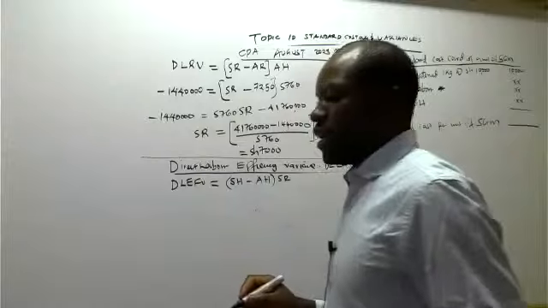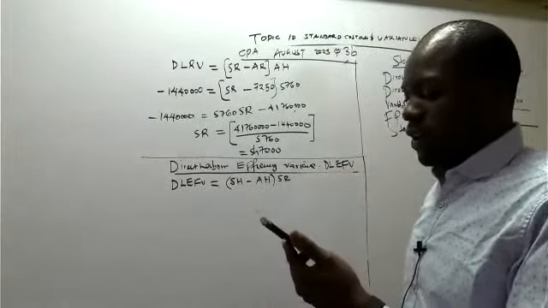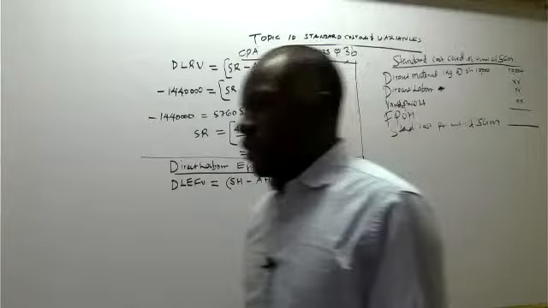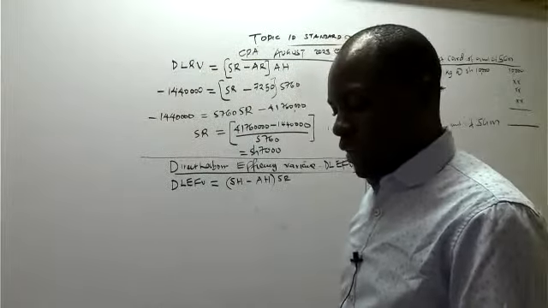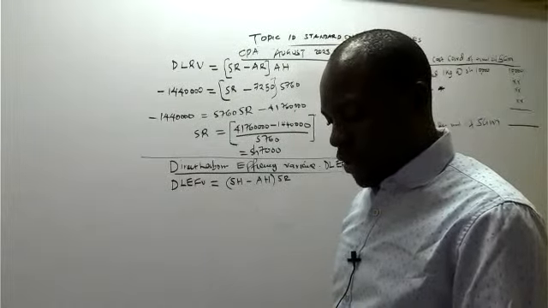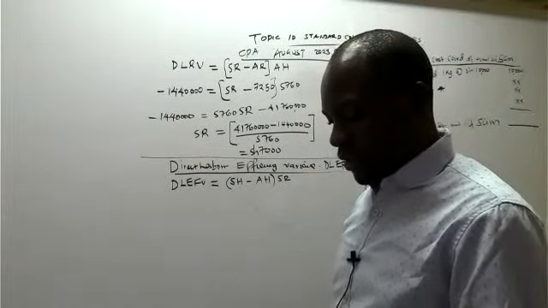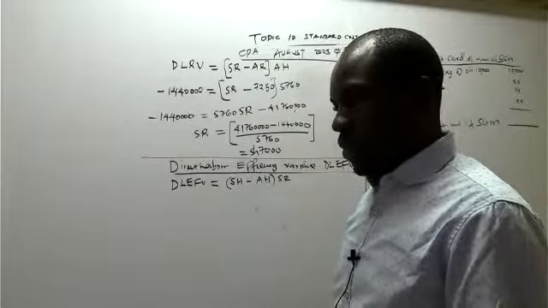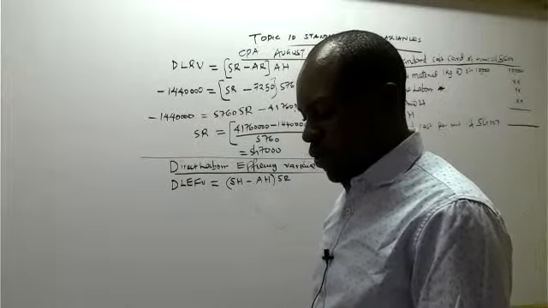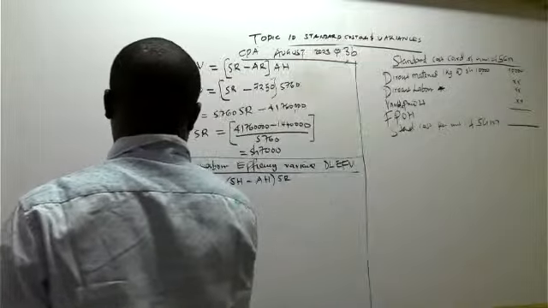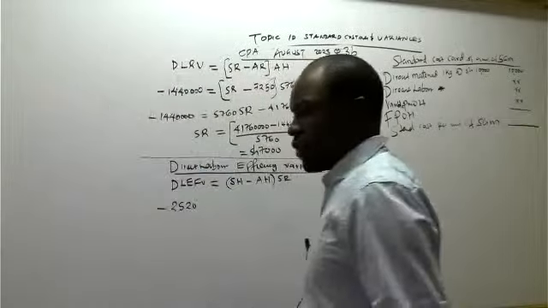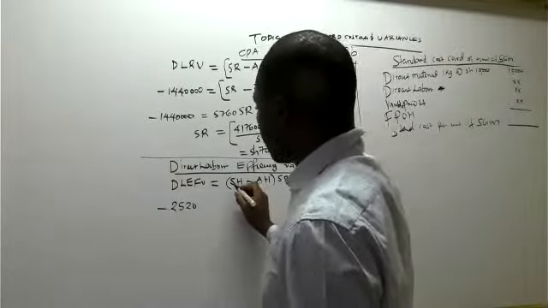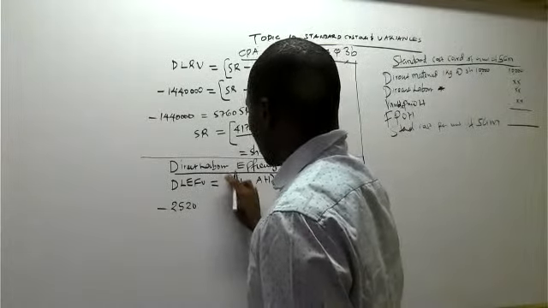Now, are we given the direct labor efficiency variance? If yes, what is the variance? 25,000 adverse or favorable? Adverse. So 25,000. And of course, you should not forget, it is standard hours, nataka tuweke hiyo vizuri.